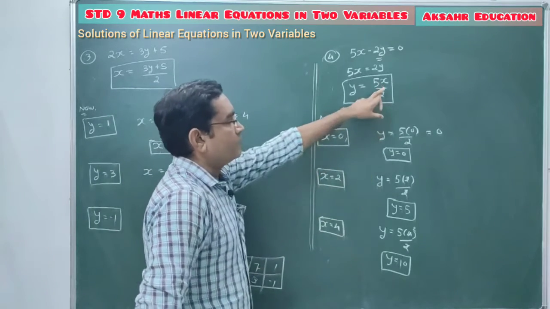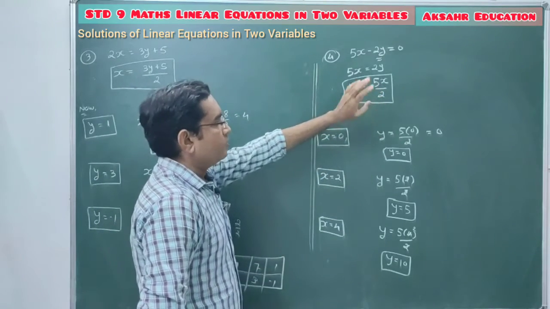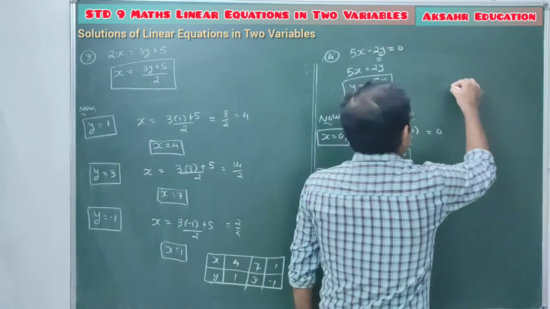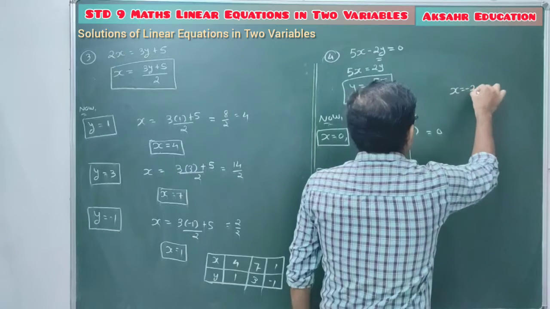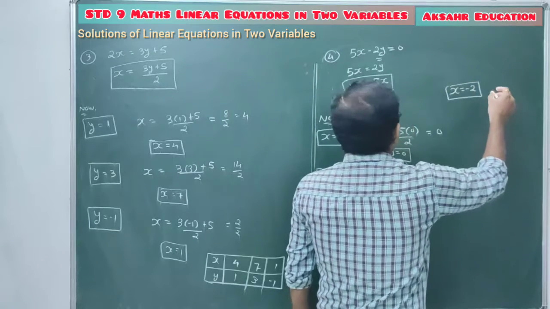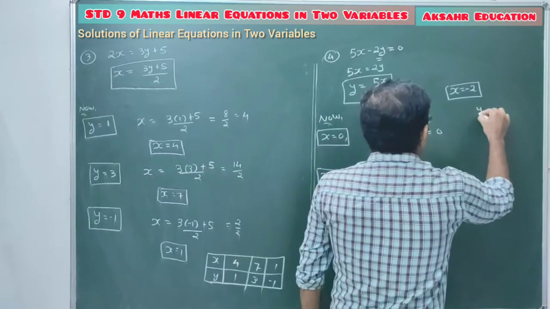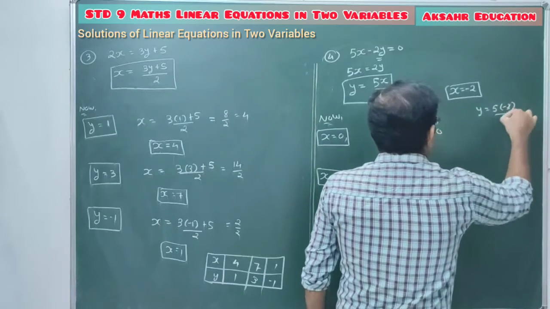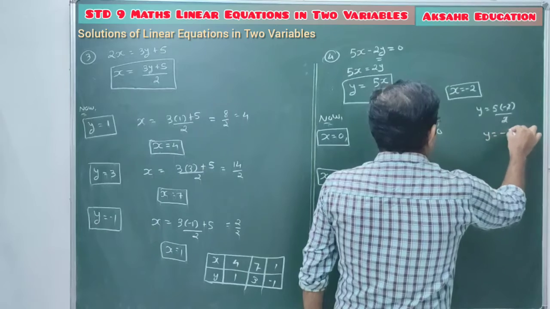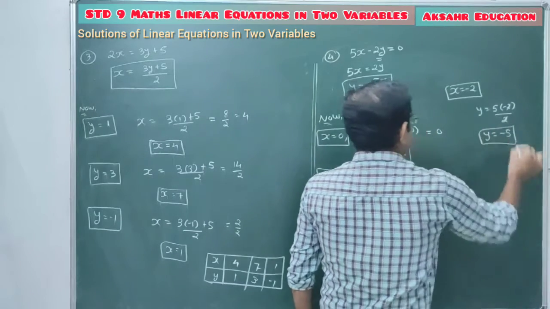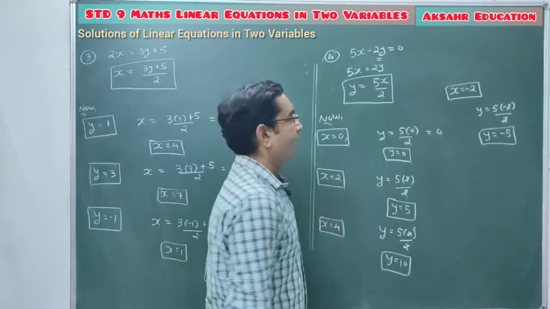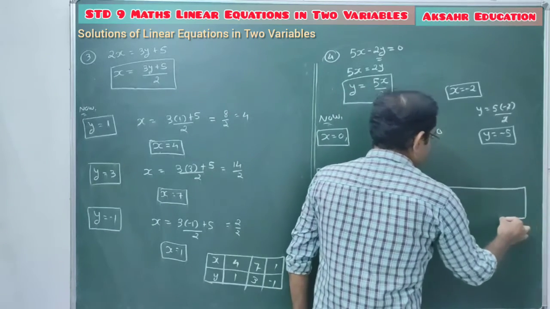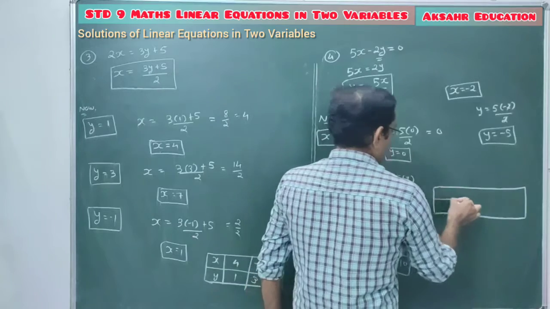Put x equal to minus 1. Then it will be a fraction, so avoid that value. Take x equal to minus 2. For x equal to minus 2, value of y equal to 5 into minus 2 by 2. So this 2 cuts, we are getting y equal to minus 5. So for x equal to minus 2, we are getting value of y as minus 5. So now draw one coordinate table, coordinate box.